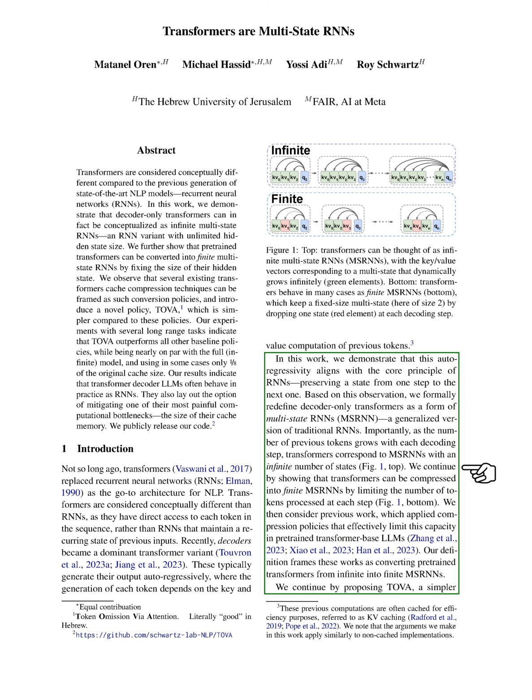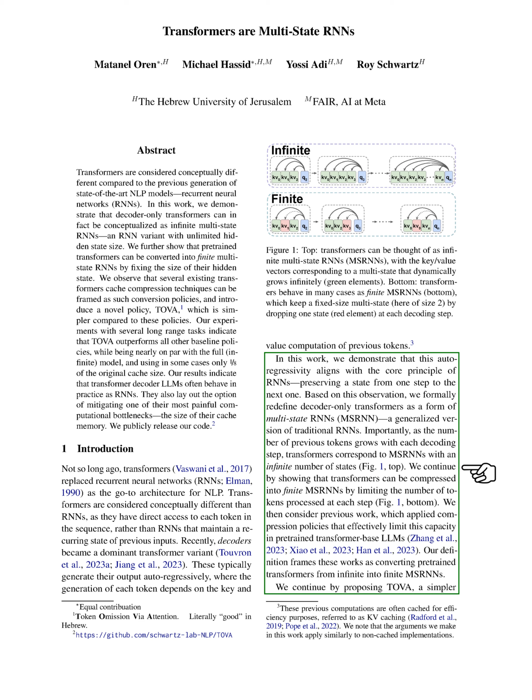As the number of previous tokens increases with each decoding step, transformers can be seen as MSRNNs with an infinite number of states. We then show that transformers can be compressed into finite MSRNNs by limiting the number of tokens processed at each step. We also discuss previous work that applied compression policies to limit this capacity in pre-trained transformer-based language models. Our definition frames these works as converting pre-trained transformers from infinite into finite MSRNNs.